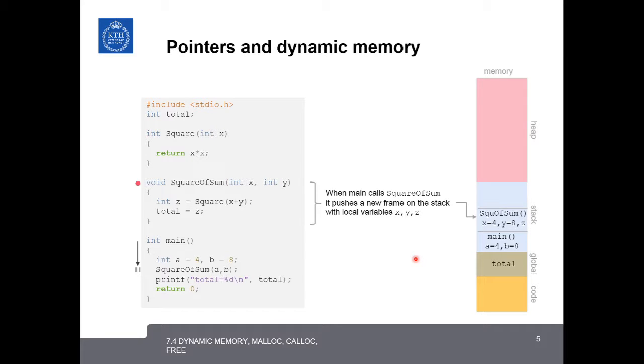When we begin to run the main function, the first thing we do is we declare and give values to the integers a and b, 4 and 8, and then we arrive at the call of the function square of sum. At this point, the main function pauses, and then we push square of sum onto the stack. So we make a new stack frame for this function, which has now integers x and y, as well as an integer z as local variables.